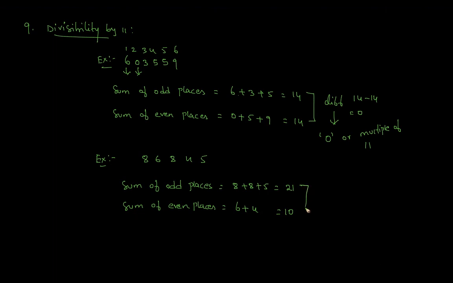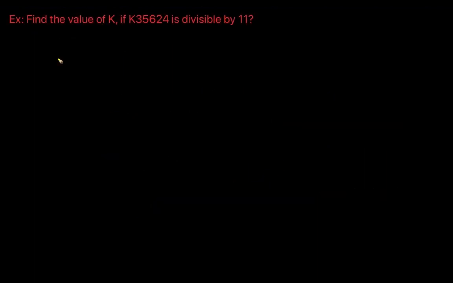Now what we need to do? We need to take the difference. The difference is 21 minus 10, that is 11. What have we discussed here? The difference should be either 0 or a multiple of 11. So you got 11. So definitely this number is divisible by 11. Clear? Is the concept clear? Good, good.